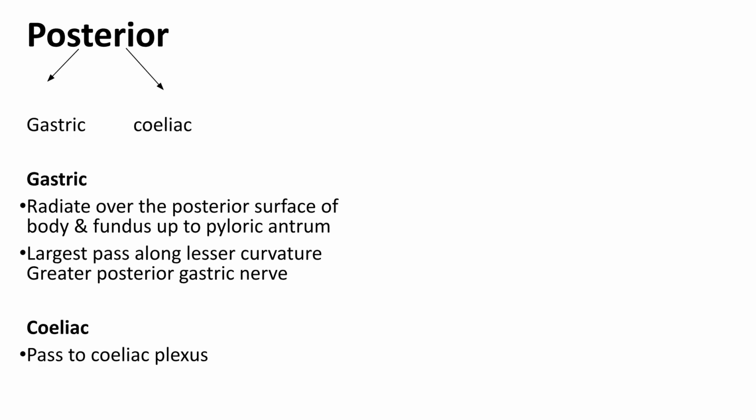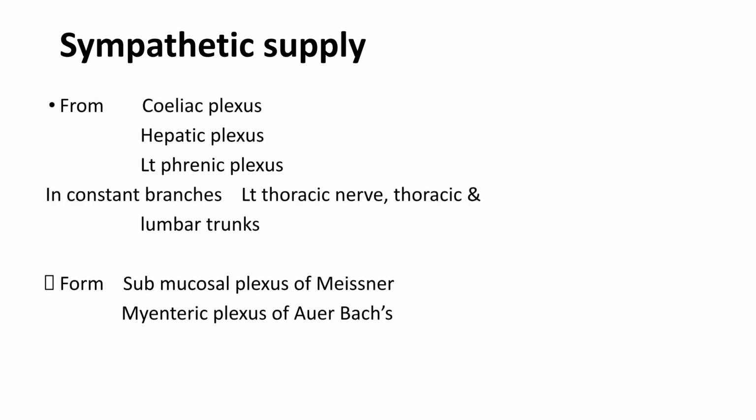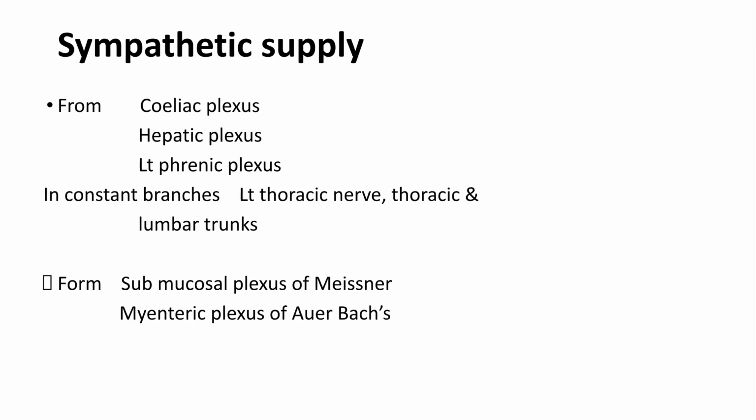The posterior nerve, from the right vagus, divides into gastric and coeliac branches. The gastric branch radiates over the posterior surface up to the pyloric antrum, including the greater posterior gastric nerve. The coeliac branch passes to the coeliac plexus. Sympathetic supply comes from the coeliac plexus, hepatic plexus, and left phrenic plexus. Inconstant branches originate from the left thoracic nerve, thoracic, and lumbar trunks. These nerves form the submucosal plexus of Meissner and the myenteric plexus of Auerbach's.